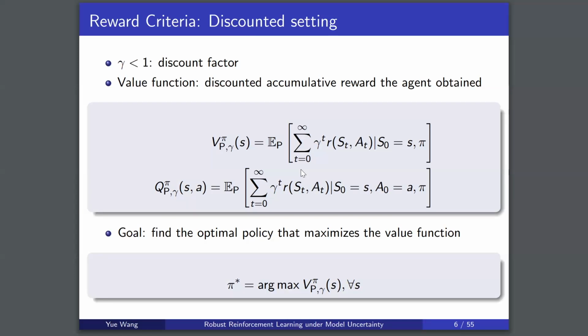The most commonly used reward criterion is called discounted reward. Under this setting, we introduce a discount factor gamma, which is less than 1, and we define the value function, or the total reward, to be the discounted accumulative reward the agent receives. As you can see from the definition, it is the expectation of the summation of the discounted reward over the time period. The goal of reinforcement learning is to find the optimal policy that maximizes this value function.